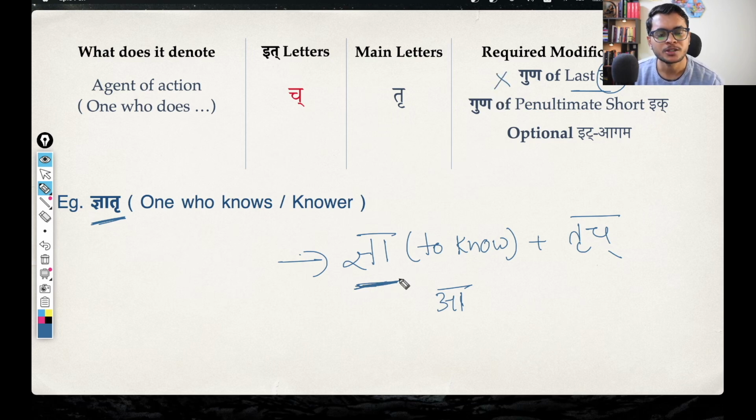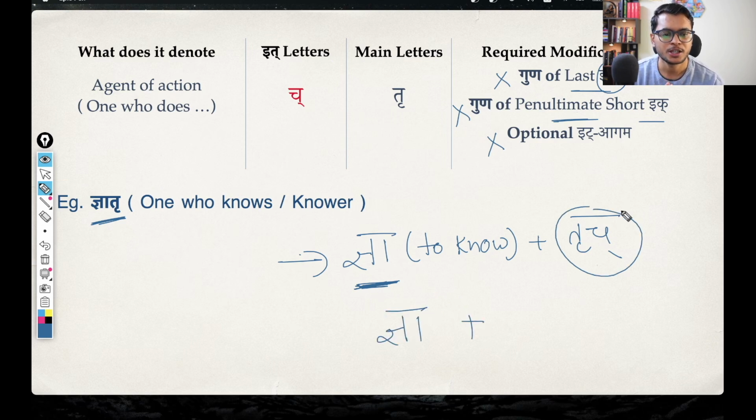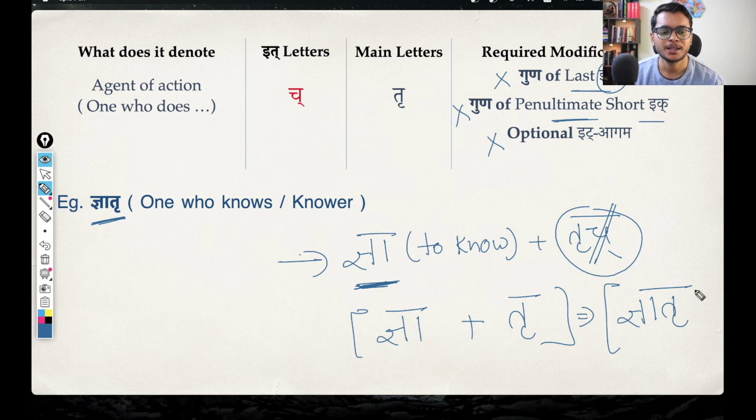Then the dhatu also does not have any penultimate vowel. So this also will not happen. And I am telling you that this optional it agam will not happen with this dhatu. So since no modification is happening, this nya remains nya. And then for this trich, we know that cha is the it letter, we remove this. So we have this tri and we just simply combine it because no further modification is possible. So we get this new pratipadika nyatra. Nyatra again means one who knows, the knower. As simple as that.